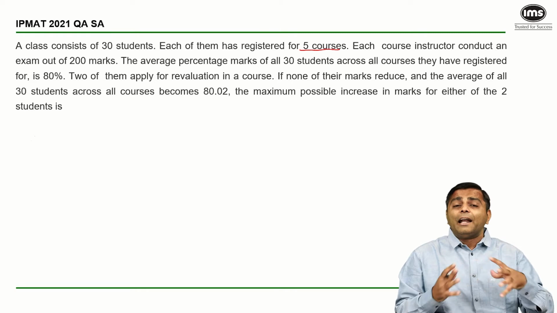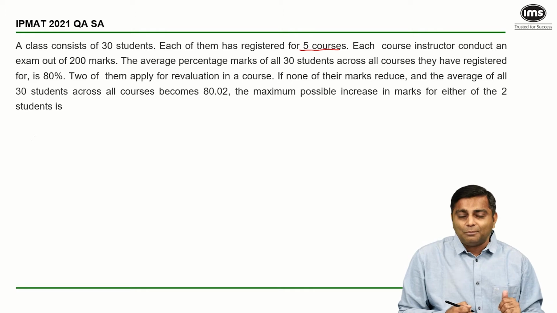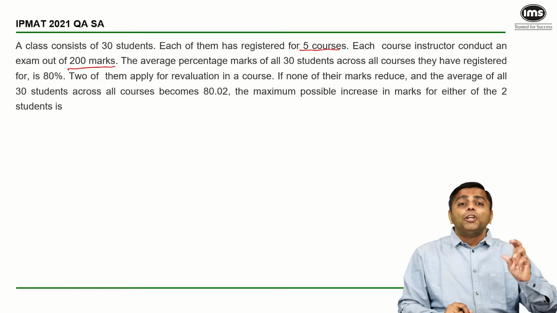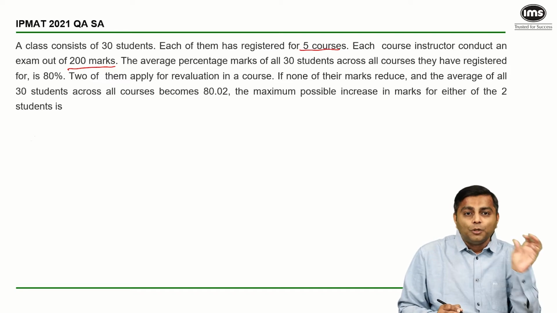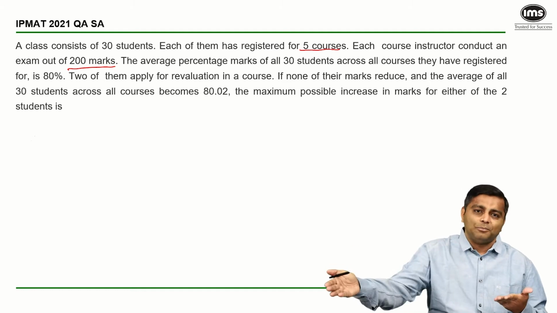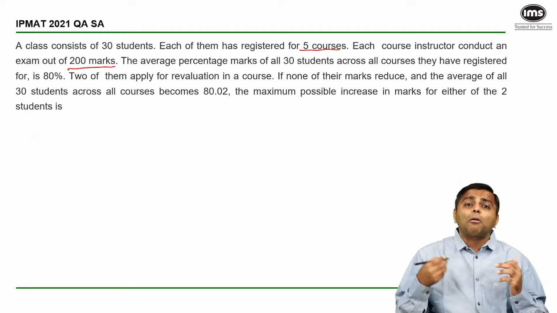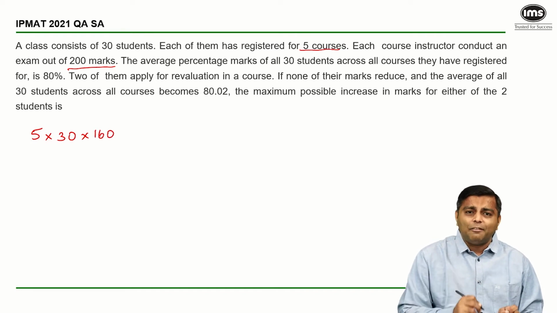So there are 150 entities and the instructor has given an exam to these students and they've scored 80% marks out of 200. So 80% out of 200 is 160. Theoretically speaking, we can say that each of these 150 entities, student-course, has scored 160. So each student has scored 160 in every subject. That's what we can think when they say that the average is 80%. So the normal way to do this question would have been to find out the total. The total is going to be 5 into 30 into 160. This is the old total when the average was 80.